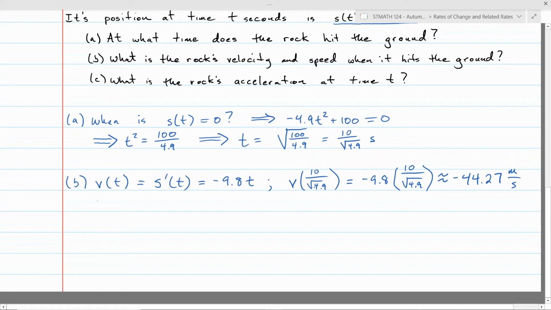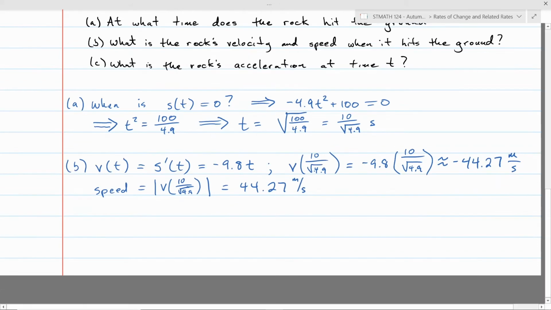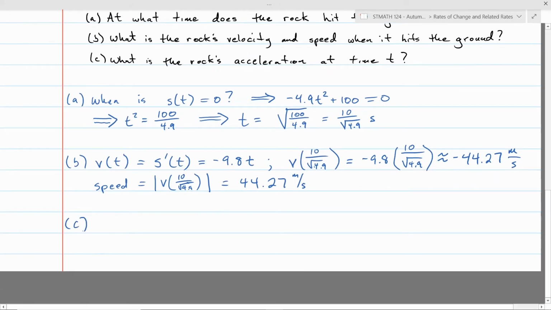And then the speed is going to be the absolute value of v of 10 over the square root of 4.9, which would of course be 44.27. So speed is just always going to be positive because you're taking absolute value. So that's like the speedometer reading on the rock, if the rock had a speedometer, at the moment when it hits the ground.